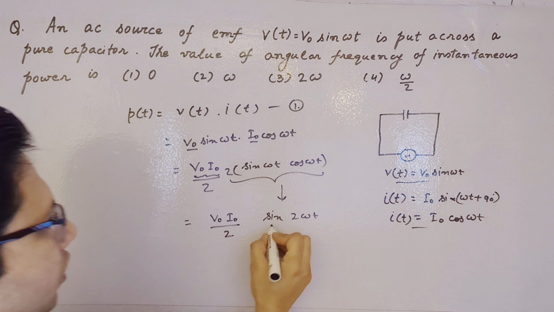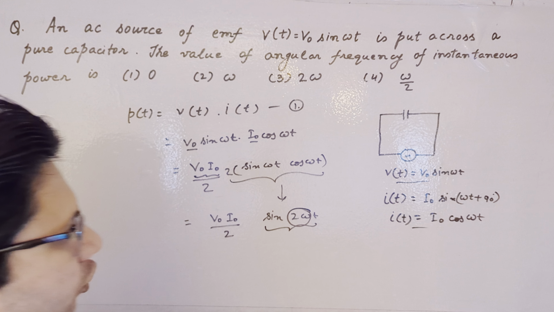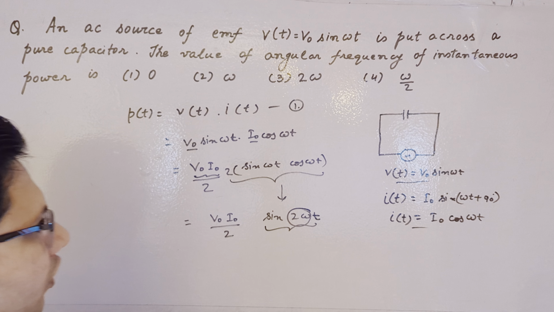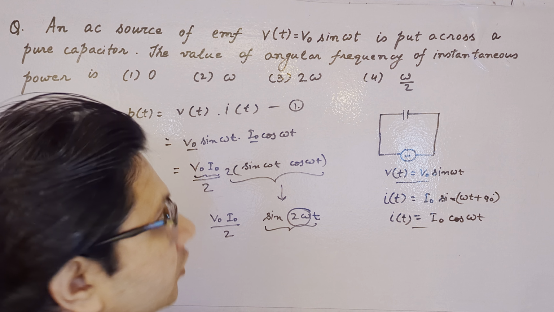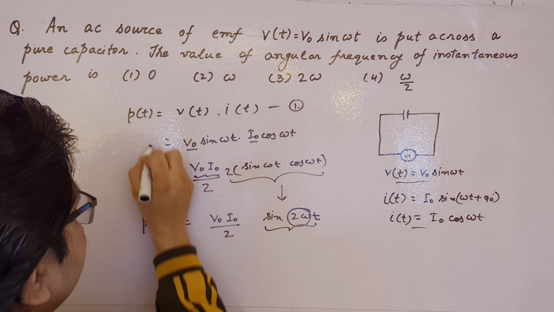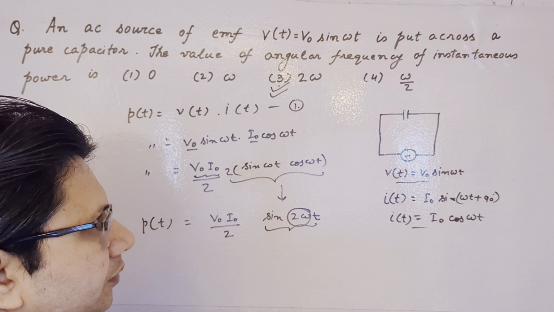Now we have to focus on this particular term, and here this 2 omega. The coefficient of t is 2 omega, and the coefficient of t denotes the angular frequency. So the angular frequency of the instantaneous power is 2 omega. So option 3 is correct here.